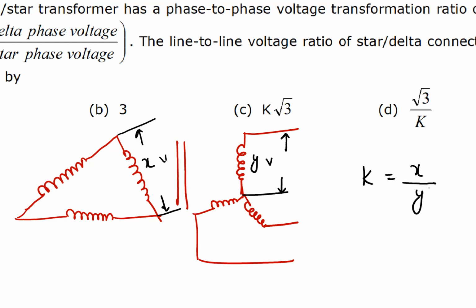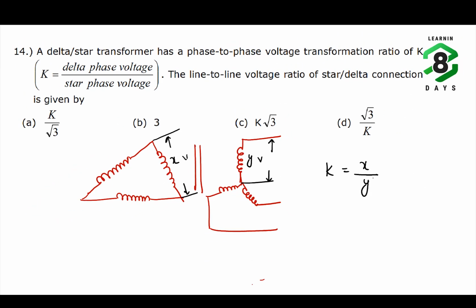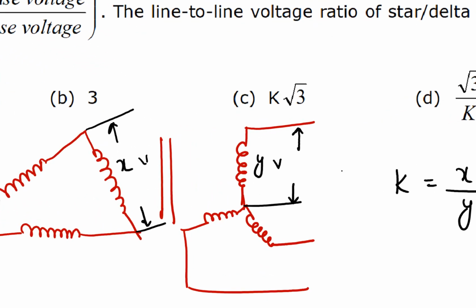Now he is asking what is the line to line voltage ratio of the star delta connection of the same. So on the star connected side, what is the line to line voltage? The line to line voltage is root 3 into Y, because it is root 3 times the phase voltage. What is the line to line voltage in the delta? The line to line voltage and phase voltage in delta are the same.